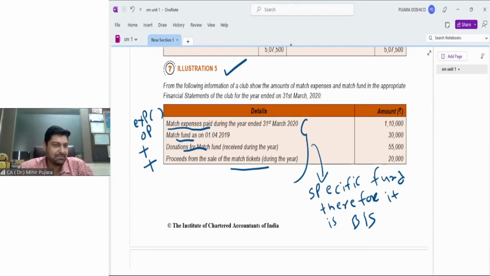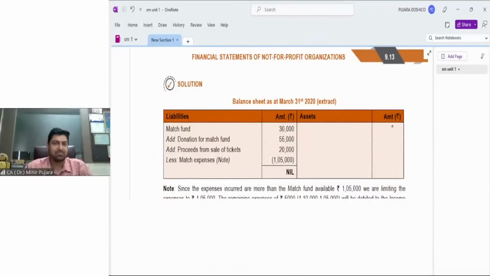Okay. So, expenses will be minus. Opening balance plus donation received during the year should be added. Sale of ticket, it is income, it is also added. Expense should be minus. So we can say this will be minus, all others will be plus. You can say this, guys. 110 will be minus, all others will be plus.